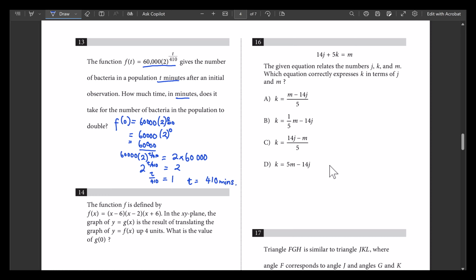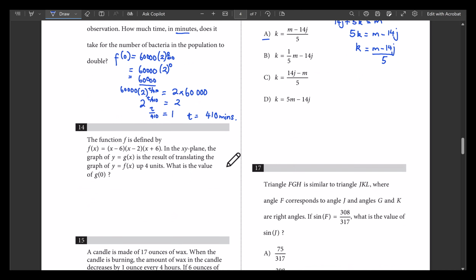Number 16, the given equation relates the numbers j, k, and m. Which equation correctly expresses k in terms of j and m? That means we are saying k is going to be the subject of the formula. 14j plus 5k is equal to m. We'll take 14j to the other side, and we remain with 5k is equal to m minus 14j. Then we divide both sides by 5 to get k is equal to m minus 14j, all over 5, and the answer is A.